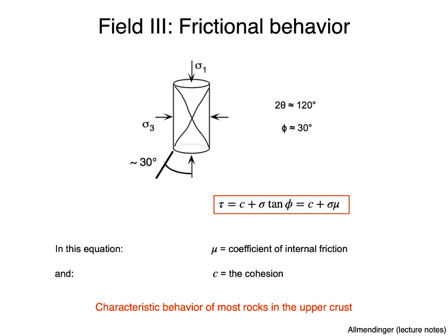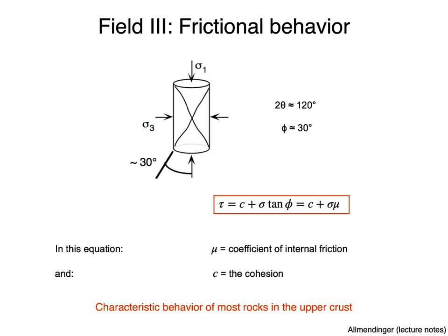Tau is equal to C plus sigma times mu. Phi is the angle of internal friction. Mu is the coefficient of internal friction and is equal to the tangent of phi. C is the cohesion of the rock, and it is the intercept of the failure envelope with the tau axis.